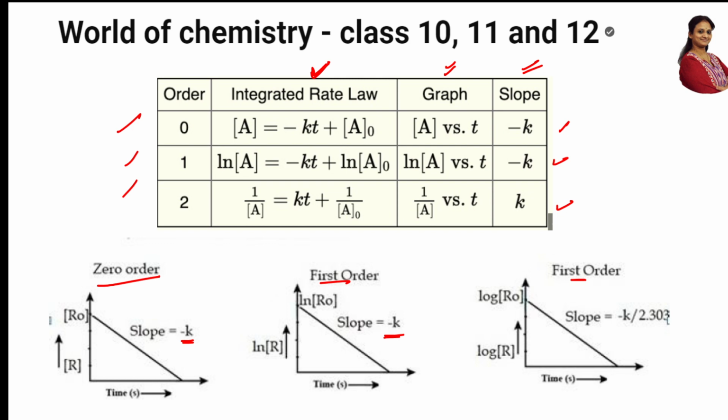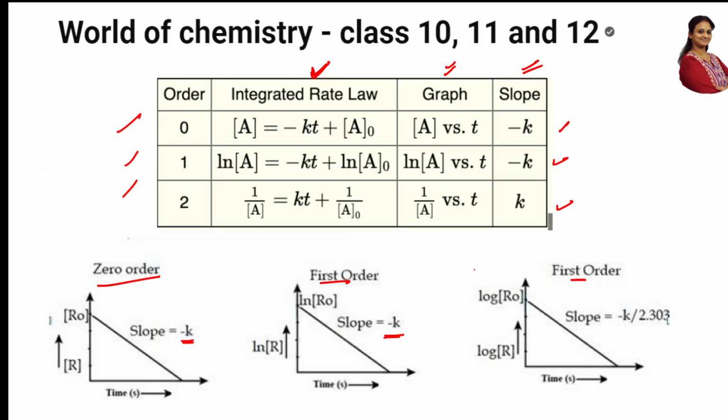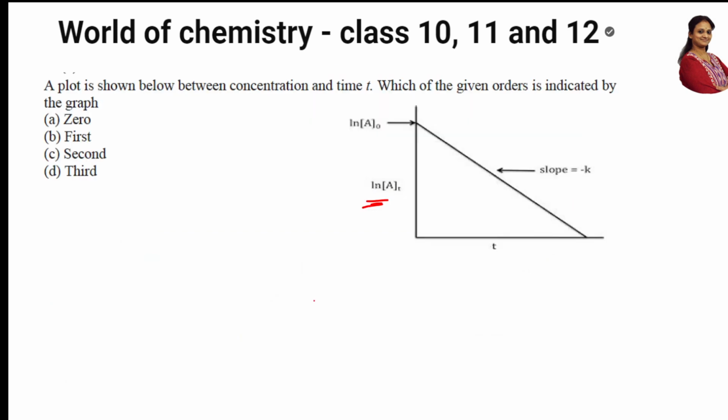Go back. Now, which is this? This is ln A versus time. Negative graph. Which one did you get, students? Negative ln A or ln R versus time. Negative slope and ln R naught is the intercept. So this is first order reaction.